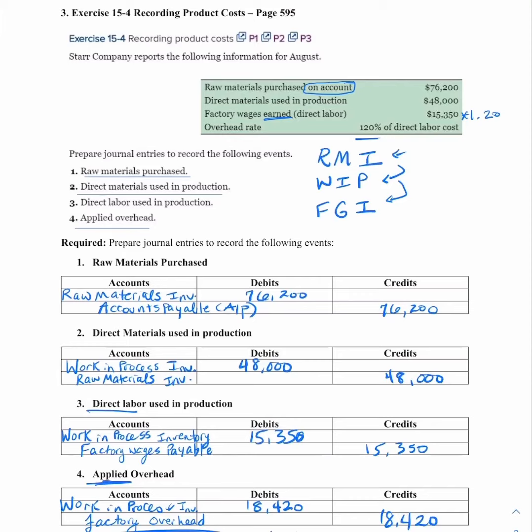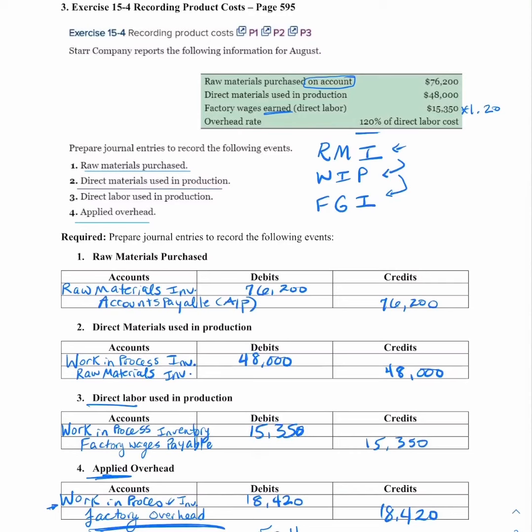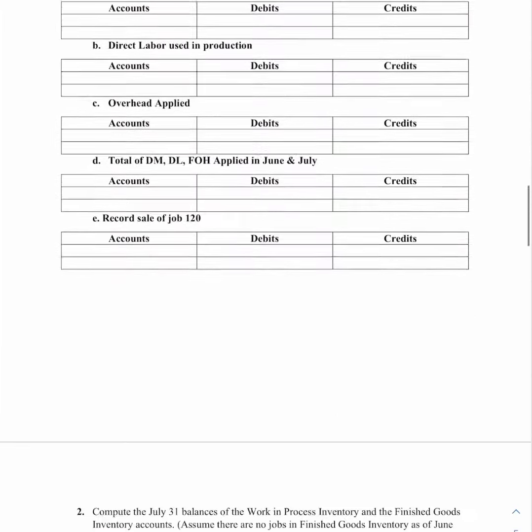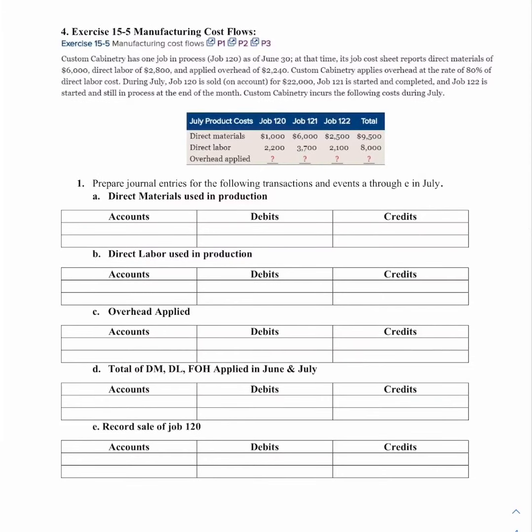Or if you're not sure, as long as you can figure out the other side of the transaction, if you know the plug goes to factory overhead, you can always get it that way as well. However you feel more comfortable is fine, but do know this table right here we will be seeing all semester long. So hopefully you spend some time now to figure that table out so that it's not a problem for you as we move through the rest of the semester.